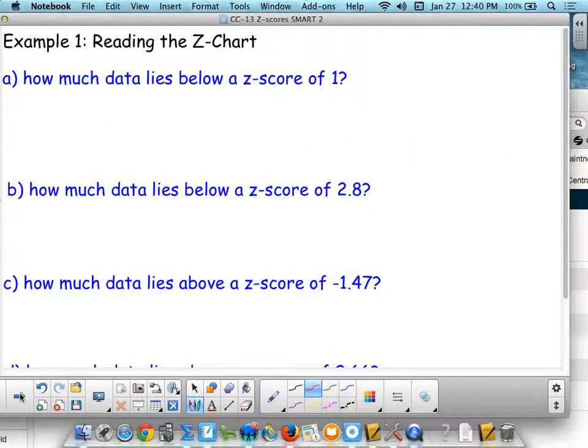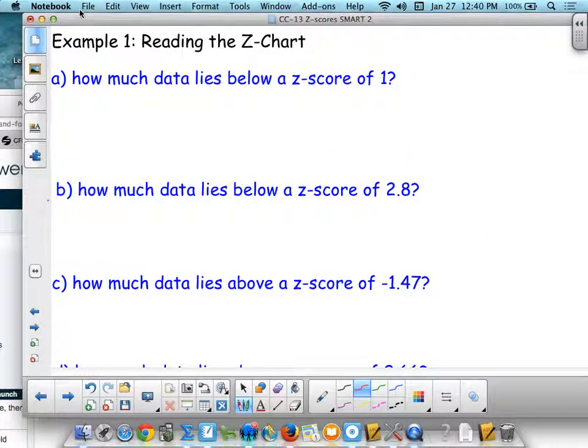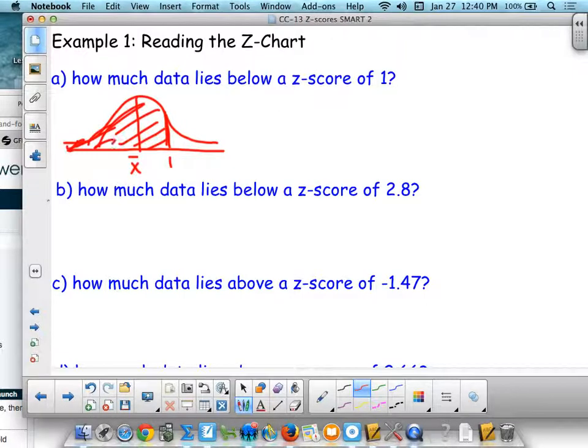All right, the fun starts now. You ready? How much data lies below a Z-score of 1? Here's what I would do if I were you. I know this is the average. Where's a Z-score of 1? To the right or left? Right, that's positive 1. So you have a Z-score of 1. How much data lies below it? I want to know what percent I did better than.